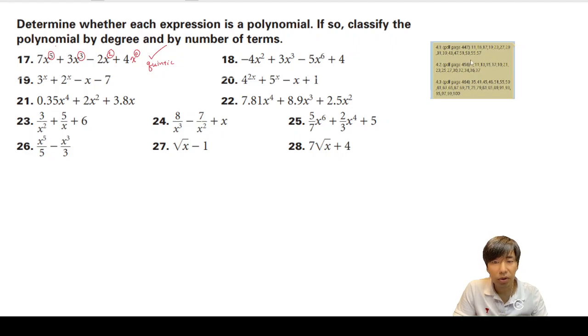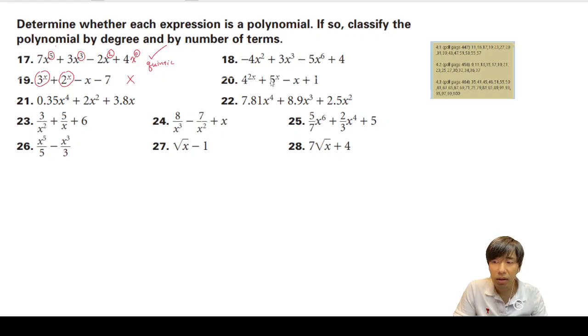And what number? 19. It has 3 to the power of x plus 2 to the power of x minus 7. This and this are basically what? Exponential functions. So this is not a polynomial function. Okay, not a polynomial function.